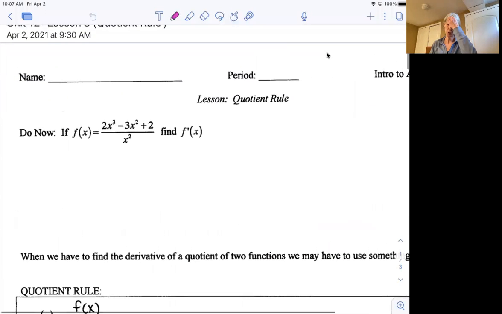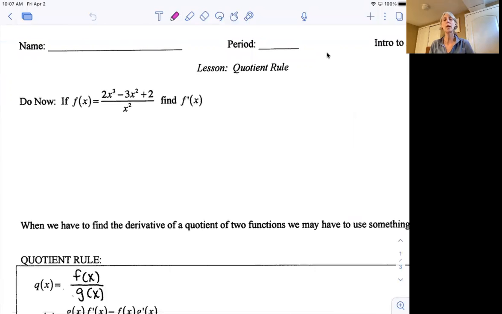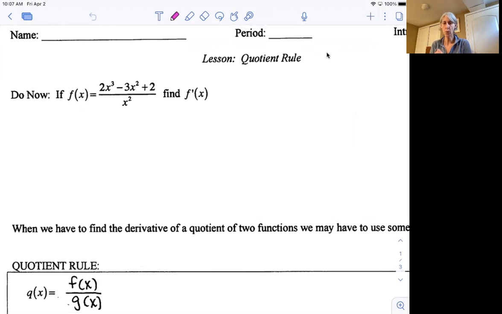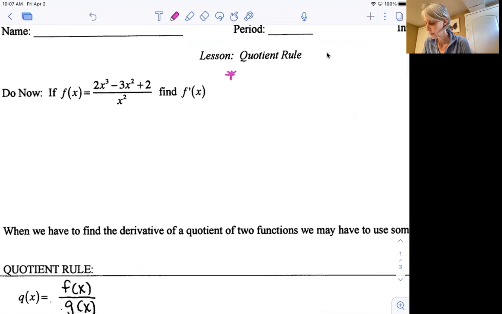If f of x equals (2x cubed minus 3x squared plus 2) over x squared, and you're asked to find f prime of x, right now we don't have a method to use. We don't have a rule for this, so we have to rewrite. When we look at this, we see we have a numerator and a denominator. We call those rational functions.